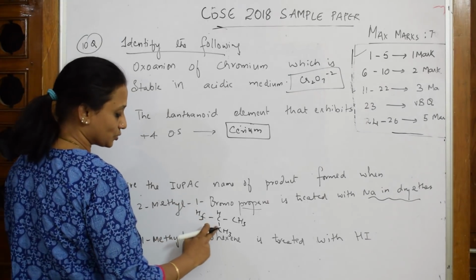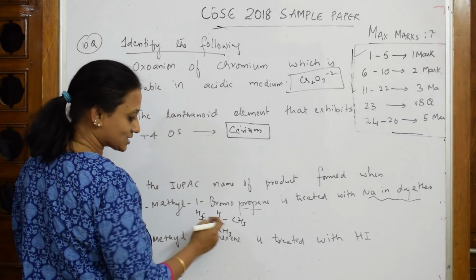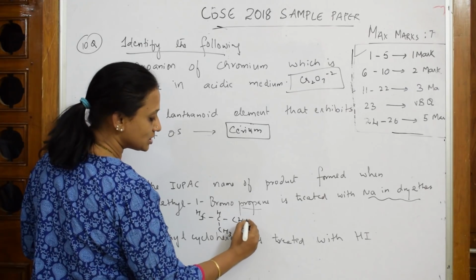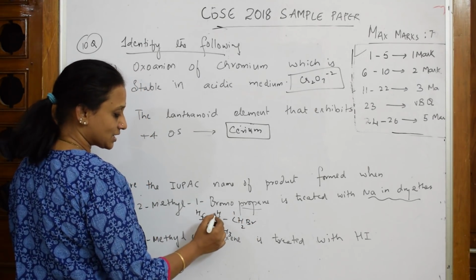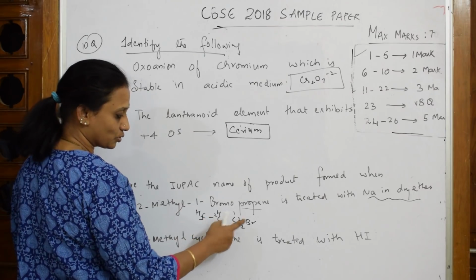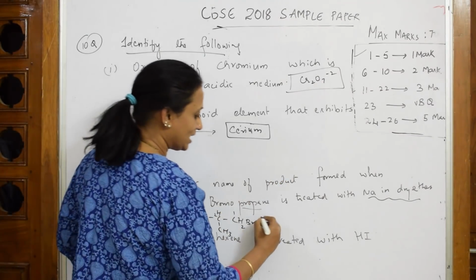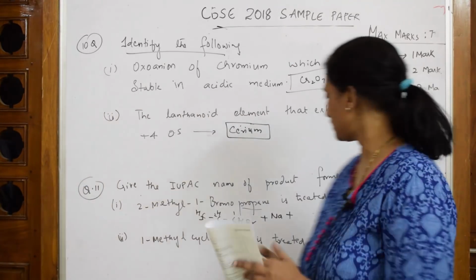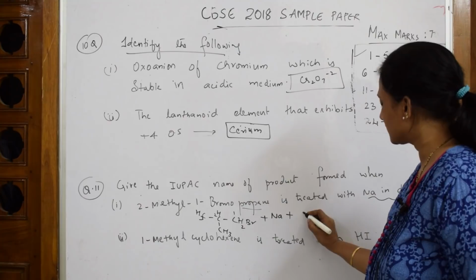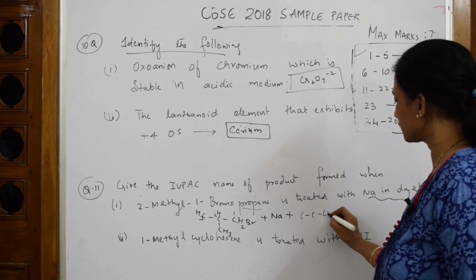So this is 1, 2. So they said 2-methyl will start from here. 1-bromo. So let us write CH2Br. Okay. So 2-methyl. This is first carbon. Second carbon. 2-methyl 1-bromopropane is treated with Na in the presence of dry ether. So when they say dry ether, immediately you need to write, take the second mole of this, exactly the same, because it is Wurtz reaction, isn't it?